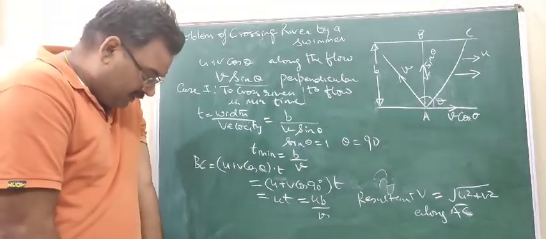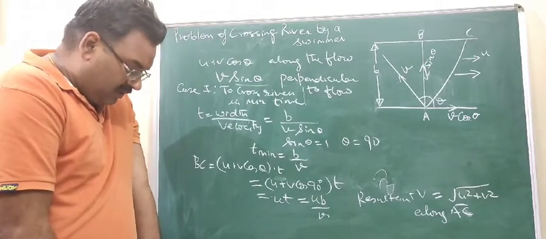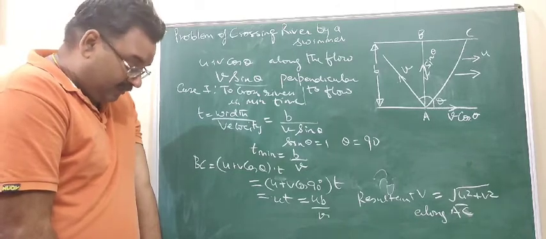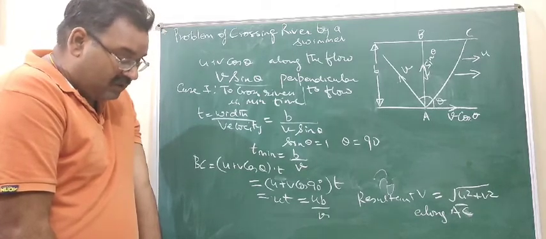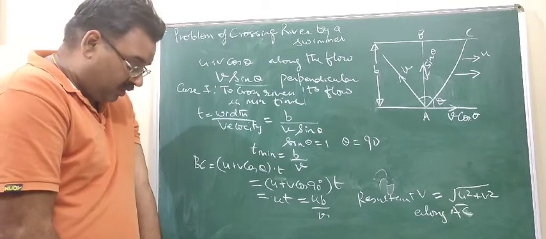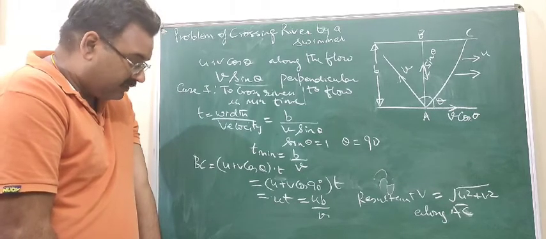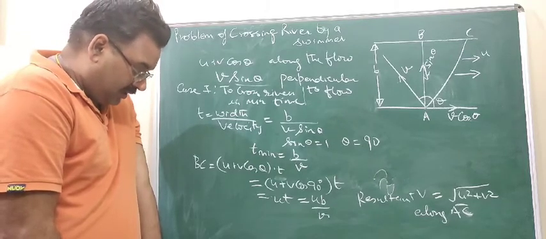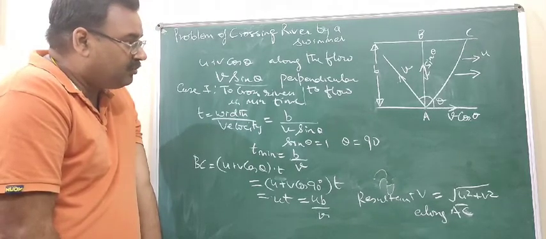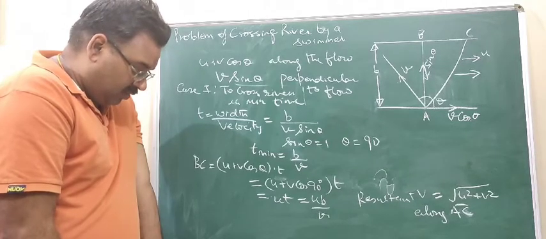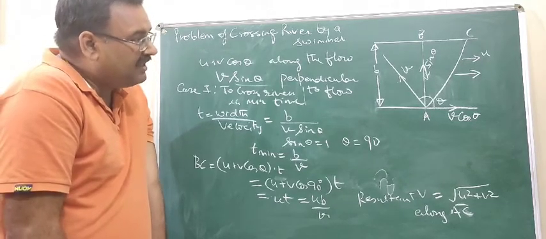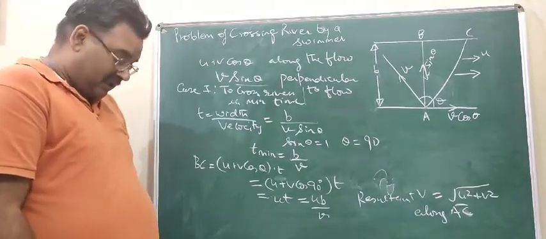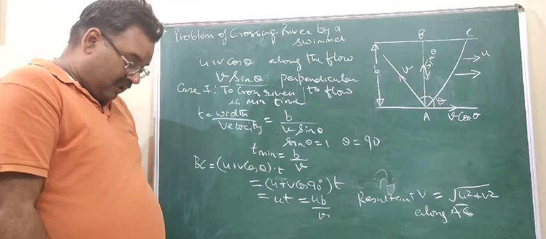Then something more is there. So to cross the river in minimum time, the swimmer must swim in the direction perpendicular to the flow of the current. That is, the swimmer should swim along AB. His velocity v should be along AB and not the resultant velocity AC. Resultant velocity क्या रही, AC. AC के along नहीं करना चाहिए. He should swim perpendicular to the current.